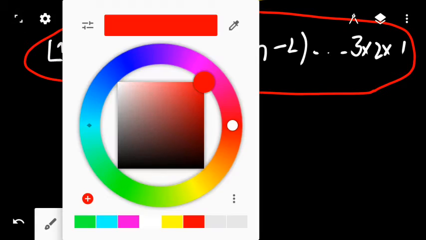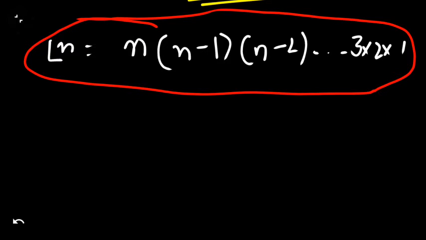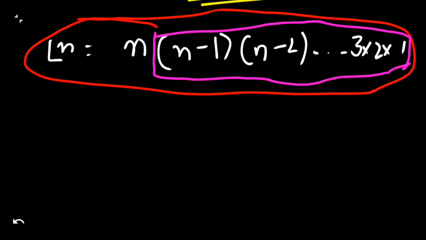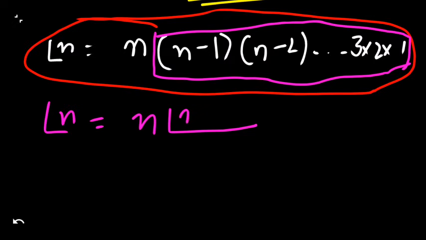But if you look carefully, after n there is another factorial in itself. So we may write factorial n as n multiplied by factorial of n minus 1, because it is the multiplication of all those numbers before n minus 1 and n minus 1 itself. So this will be factorial n minus 1 into n, that will be equal to factorial n.